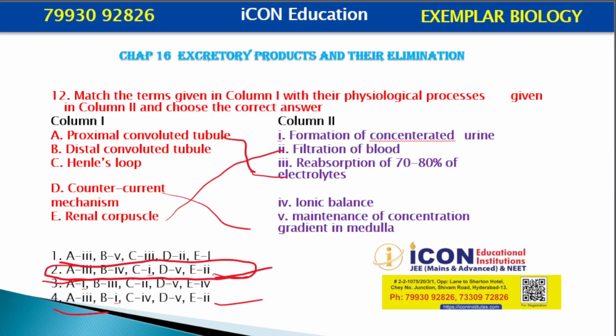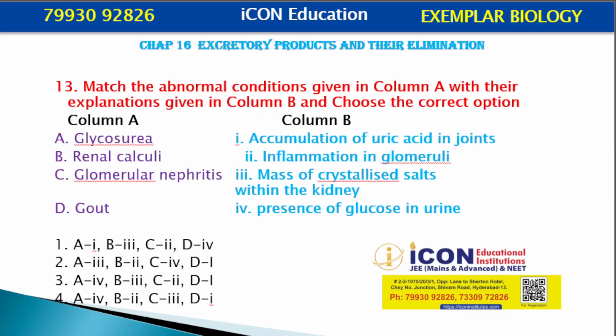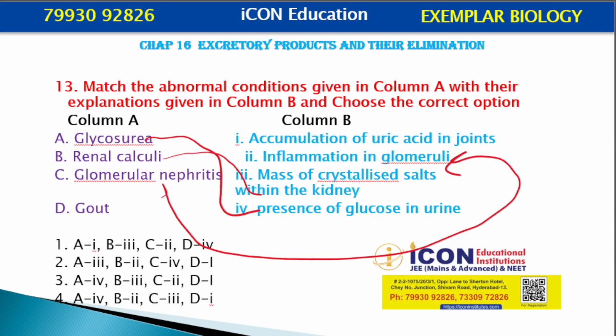Multiple answers are seen, so we have to go through the options. Glycosuria, renal calculi, glomerulonephritis, gout in column A. Column B: accumulation of uric acid in joints, inflammation in glomeruli, mass of crystallized salts within the kidney, presence of glucose in urine. So, glycosuria is presence of glucose in urine, renal calculi is mass of crystallized salts, we can say stones in the kidney, glomerulonephritis is inflammation of glomeruli. Gout is accumulation of uric acid in joints.